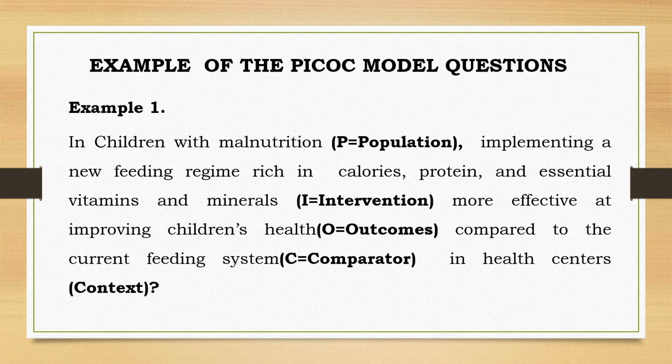The first element here is the population, because we are talking of children with malnutrition. So this is the study population. So they say in children with malnutrition, implementing new feeding regime rich in calories, protein, and essential vitamins and minerals. So this is the intervention. They say, is this one more effective at improving children's health? More effective here to improve children's health is the outcome, compared to the current feeding system, which is the comparator. In health centers, this is the context where the study is actually taking place.